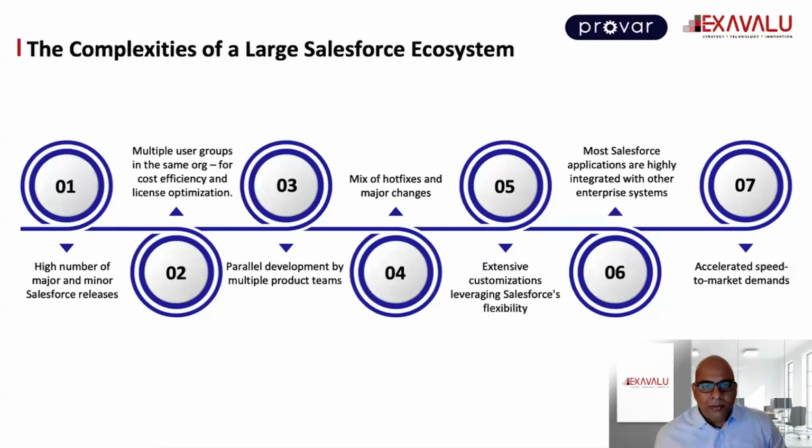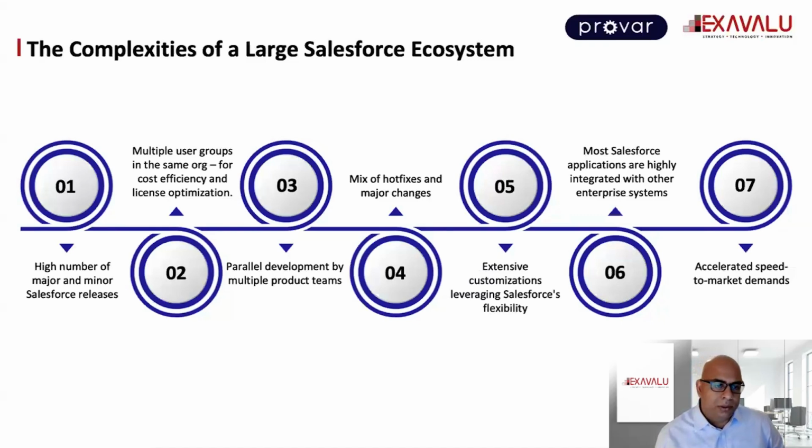Another aspect that we have seen, and you might find it familiar too, is that often large enterprises prefer to have multiple user groups in the same org. This might be for license optimization, for support optimization, but it does introduce a certain complexity because these user groups often have very different functionalities and requirements, and they may also have different product groups.